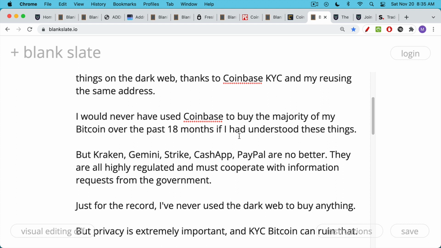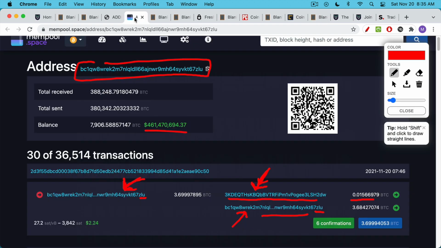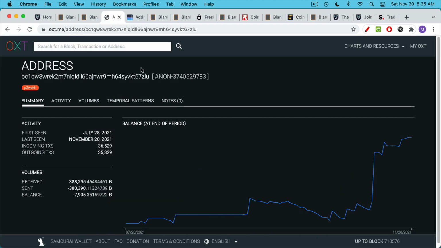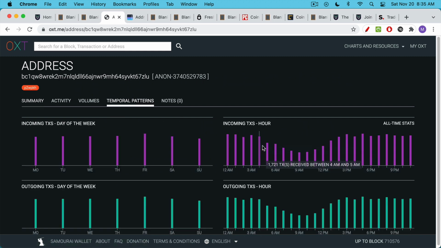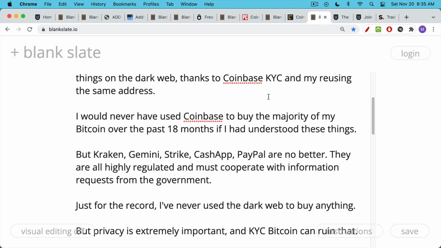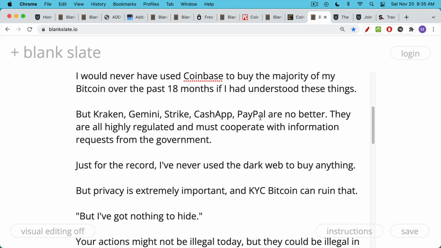Now, just for the record, I've never used the dark web to buy anything. This is just a random example. And if we go and look at the temporal patterns involved with this address, we can see that there's regularly money coming in and going out. This makes it look like it's almost certainly an exchange address, but it could have been a whale's address. And if this whale was reusing his address in this way, he would run into these problems.